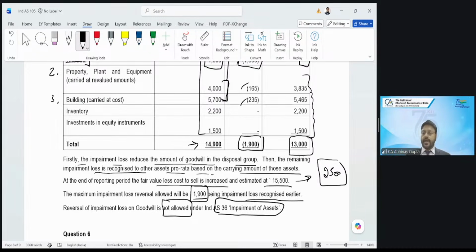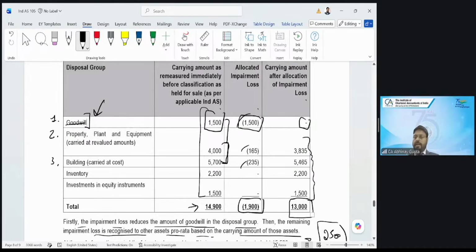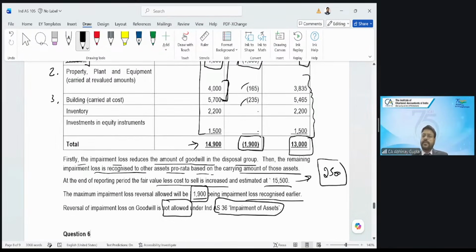So note down on your notepad somewhere for goodwill: goodwill once impaired, always impaired, can never be restored back, right? Now, how much loss out of the 1900 we had applied on the goodwill? 1500, right? So how much is the remaining loss? 400. So only the 400 loss which we had applied on the remaining assets can be reversed now, right? On those assets, right? So that would be the second piece. So 1500 can never be reversed, right?